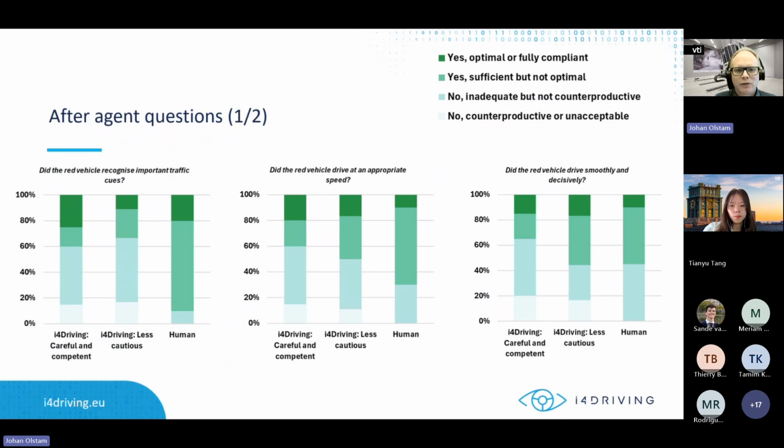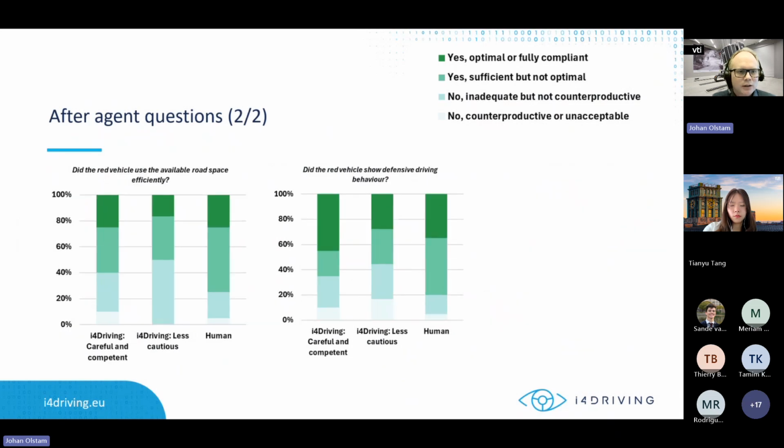The same goes for whether the red vehicle drove smoothly and decisively. Similar for how well they use the available road space, or if they show defensive driving. Even this defensive driving is maybe the one that looks most similar in terms of shares. So this also strengthens the same picture as Steve was talking about, that maybe the human agent is rated higher, but the i4Driving models are also rated quite high in many of the cases.